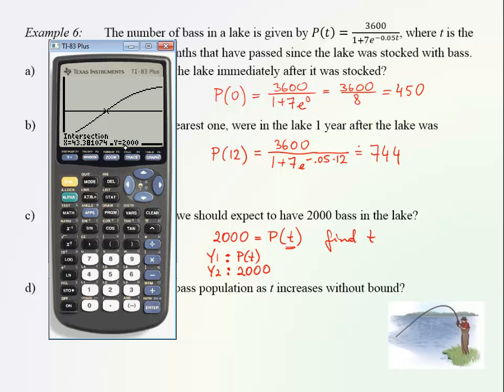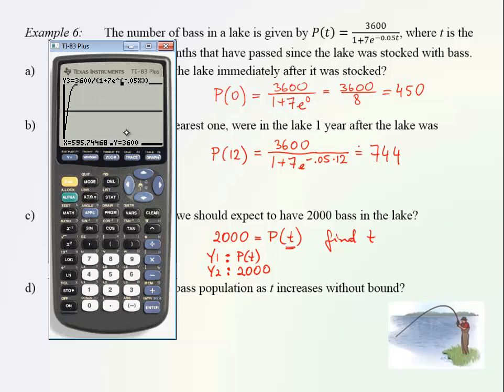Since the next question asks us to observe what's going on with the amount of bass when we proceed towards infinity, maybe we can just change the window and extend the x to maybe 1000 and see what will happen with the graph. Yes, we see that this graph stabilizes. And what is the approximate value here? Let's trace. And as you see, the y value is 3600. So we know that in the long run, the graph is trying to approach 3600.